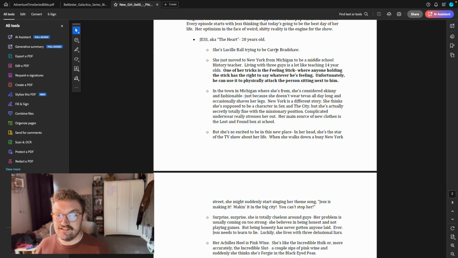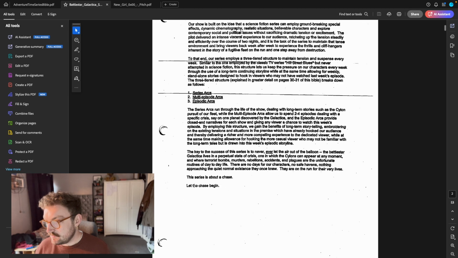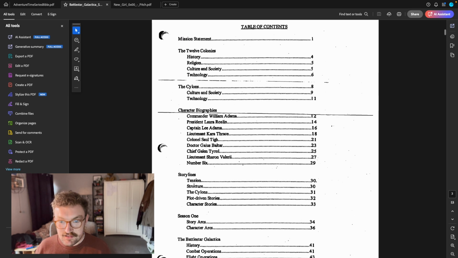Someone's already made your idea, and it's not called Chicks and Dicks. And then finally we've got Battlestar Galactica. Right, before you get excited looking at the length of this Bible, just take a look at the contents.